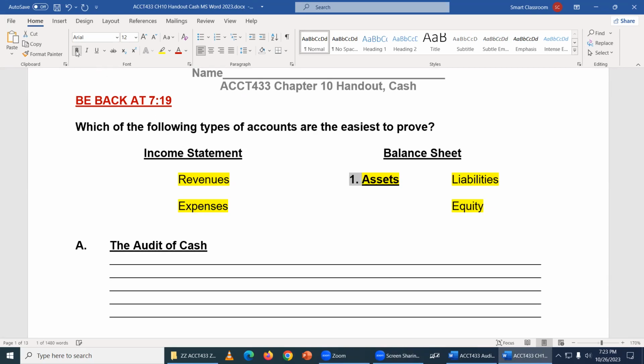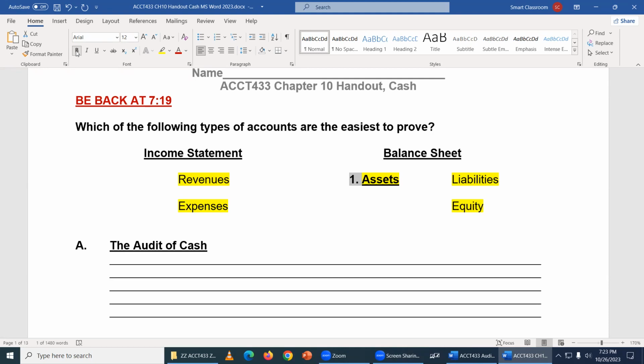They're easiest because, for instance, you can get cash. You can get bank statements. You can look at land, buildings. We're sitting in a building right here. Well, here we are. You guys are sitting in your houses, but some of you, anyways. Assets are basically easy. You can actually see them.